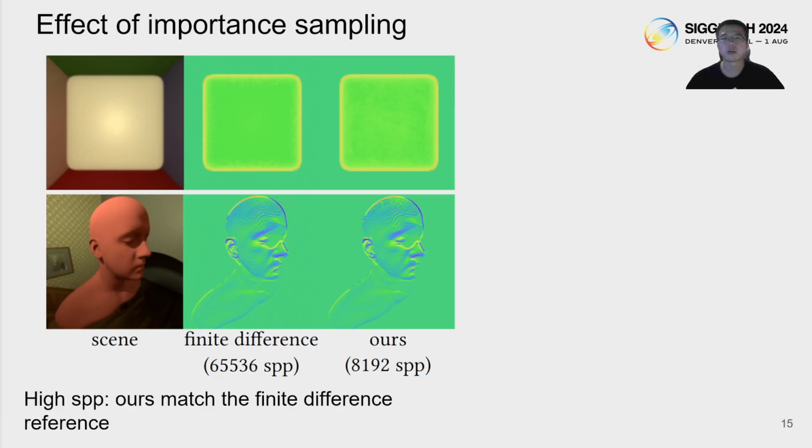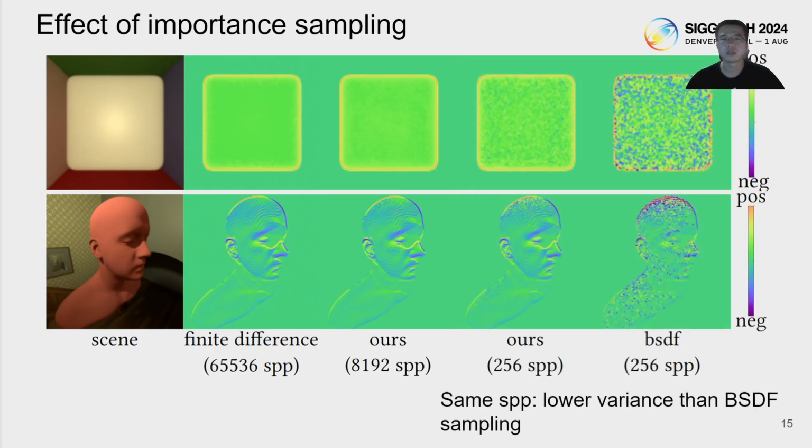To show the effect of emitter importance sampling, we compare the rendered gradient images with respect to the vertical translation of the objects. When using high samples per pixel, our rendered gradient images match the finite difference reference. When using the same SPP, our rendered gradient images have much lower variance than pure BSDF sampling.